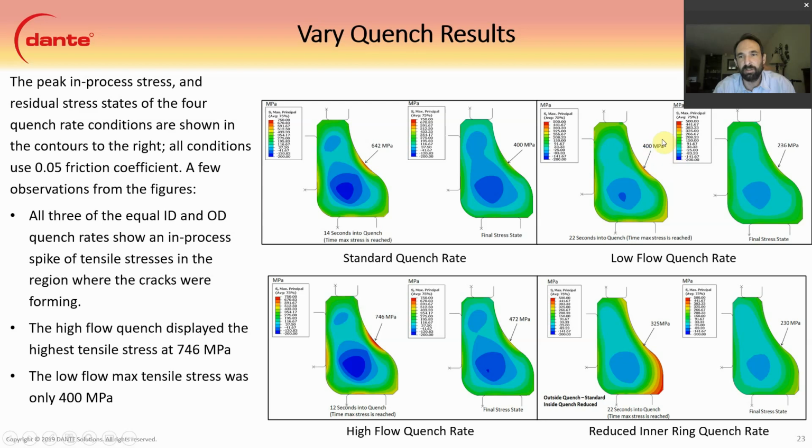Low flow quench rate, we drop substantially. The high flow quench rate, we increase fairly substantially, 100 MPa, all the way up to about 750 MPa, which may or may not cause problems. But then we end up with almost 500 MPa surface tension, which really is not good. So we advised against increasing the rate at all. If anything, we advised to reduce the rate. Reducing the quench rate on the inner ring and keeping the outer ring lowered the stress at the bad location, but it actually increased it down here in these corners.